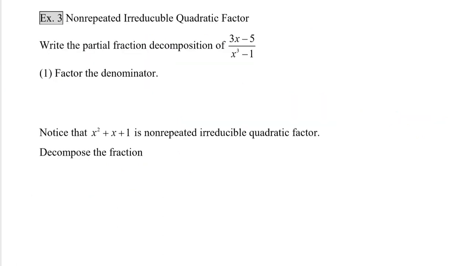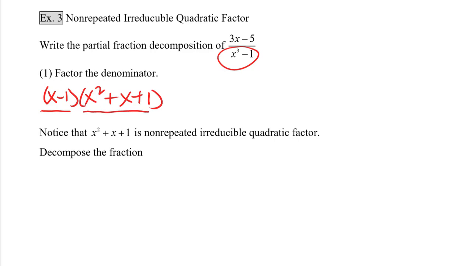Example 3, non-repeated irreducible quadratic factor. So we're going to write the partial fraction decomposition of 3x minus 5 over x cubed minus 1. So we start by factoring the denominator. Well, you might recognize that x cubed minus 1 is the difference of two cubes, so that factors into x minus 1 times x squared plus x plus 1. Here we have one non-repeating linear factor and one non-repeating irreducible quadratic factor.